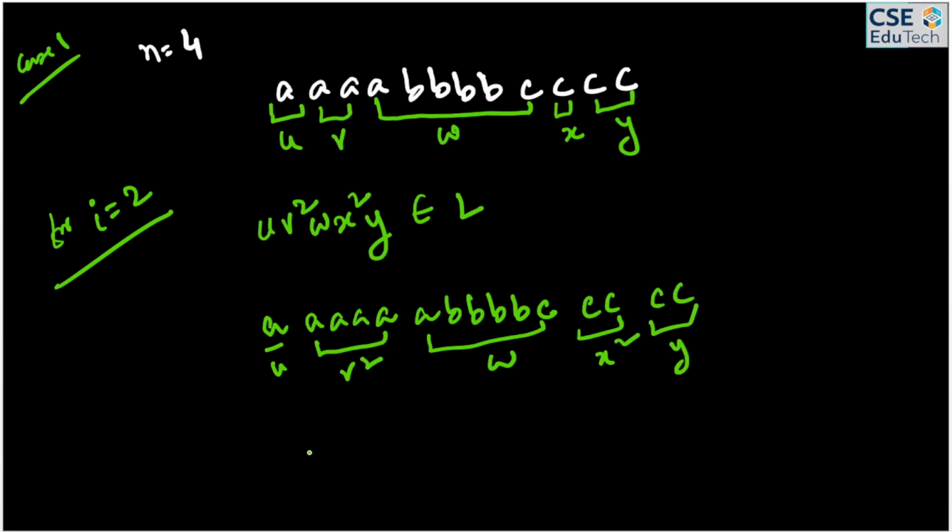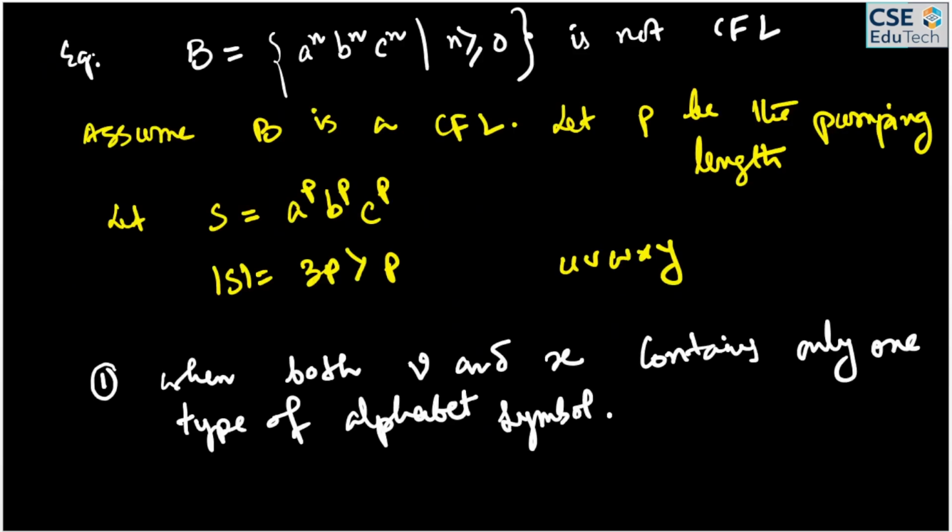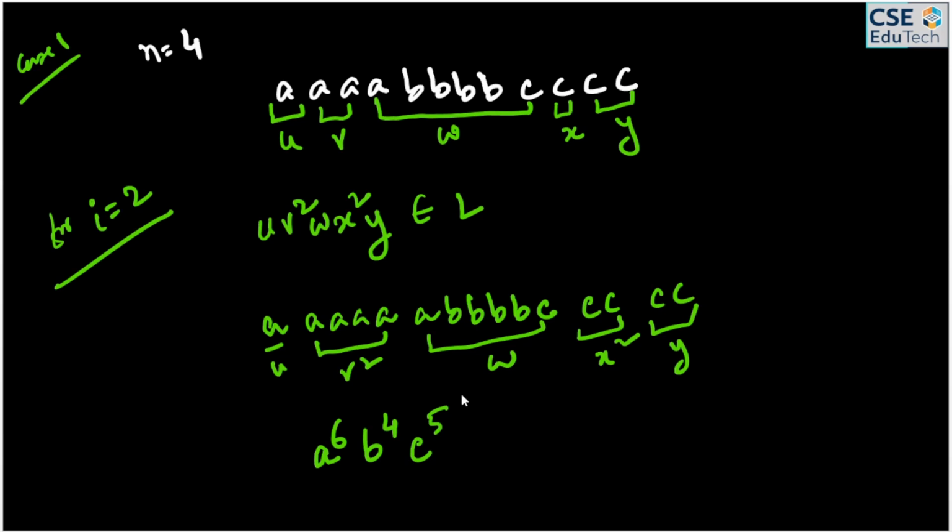Now what do we actually obtain? The pattern A to the power 6, B to the power 4, C to the power 5. But as per our language, the same number of A's is followed by the same number of B's, followed by the same number of C's. So here it does not satisfy. It does not belong to the language L. Hence it is not a context-free language.